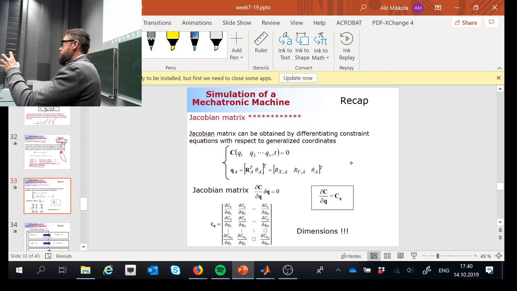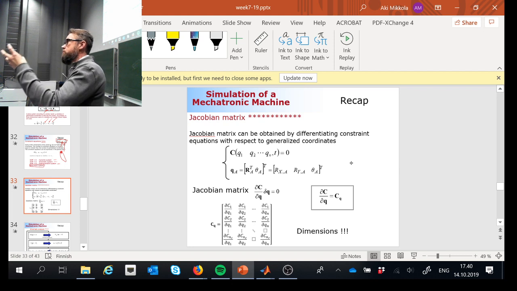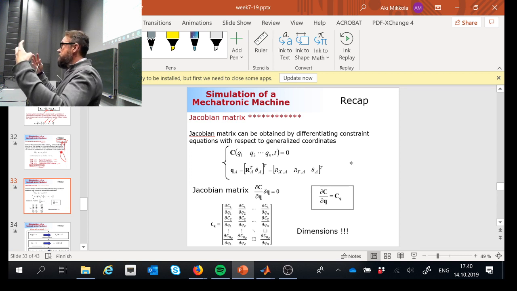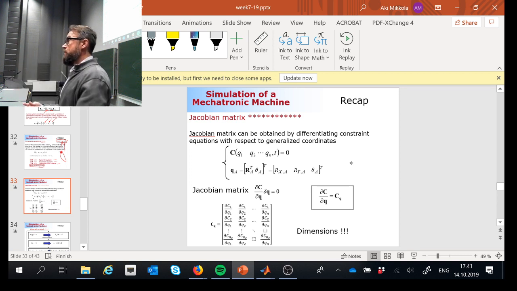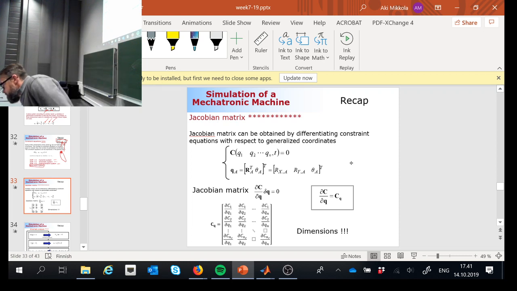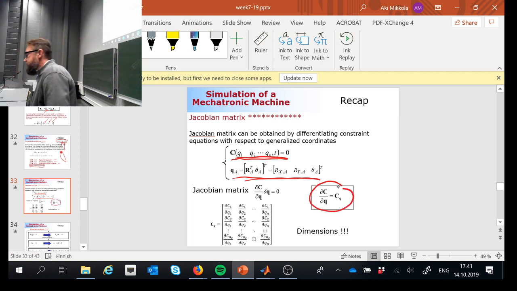You must know your vector of constraint equations, and you have to have your vector of generalized coordinates. When you put those two things together, that's going to be the Jacobian matrix. How do you put them together? That will be based on partial differentiation. This is a vector of constraint equations, this is a vector of generalized coordinates, and once you use this partial differentiation procedure, you can get your Jacobian matrix with nothing.